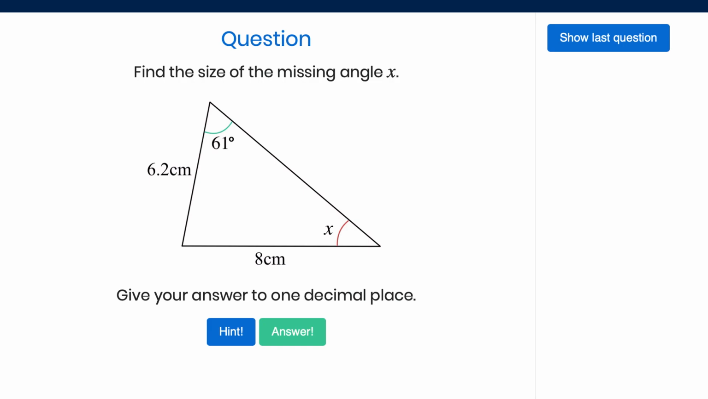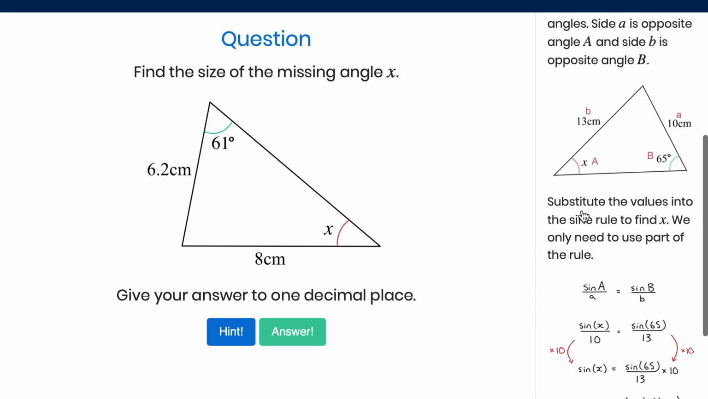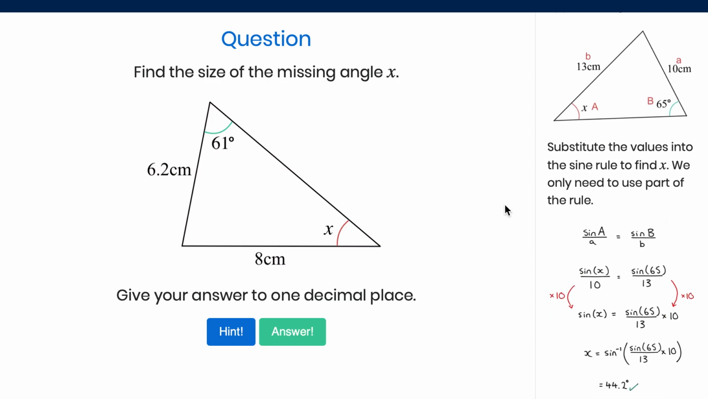Okay, now it's your turn. Here is another example. Find the size of the missing angle x. Give your answer to one decimal place. Follow the method from the last question shown here on the right hand side. Pause the video and have a go.